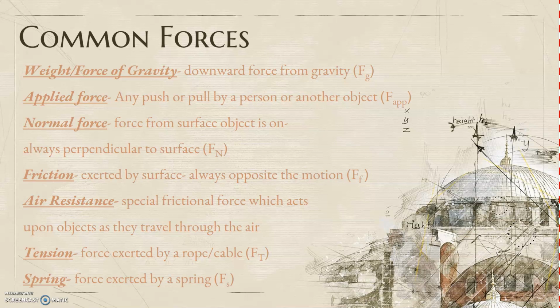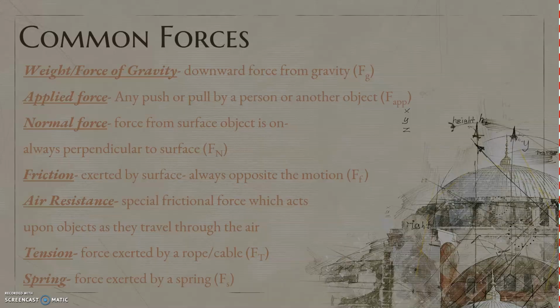There's friction. This always exerts when there's motion across a surface, and is F sub F. And this is always going in the opposite direction of the motion. Air resistance is a special type of frictional force acting when objects travel through the air, and again will be acting in the opposite direction of the motion. You can usually see that as F sub air. We won't deal with air resistance too much. Tension force is how tight ropes or cables are, F sub T. And spring forces are when you have springs, F sub S.